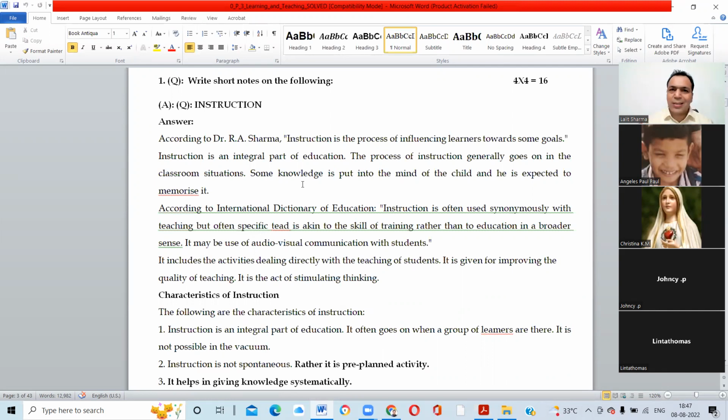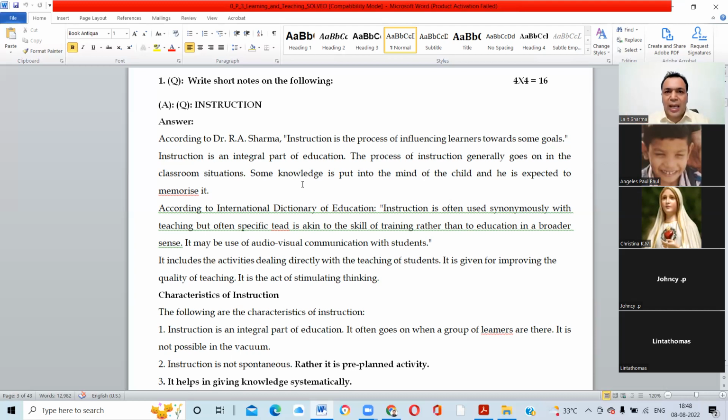So instruction, guys: what is the meaning of that basically? Basically it is a synonym of education. There are a lot of synonyms of education, like teaching. Sometimes we assume that teaching is education, but teaching is not education.